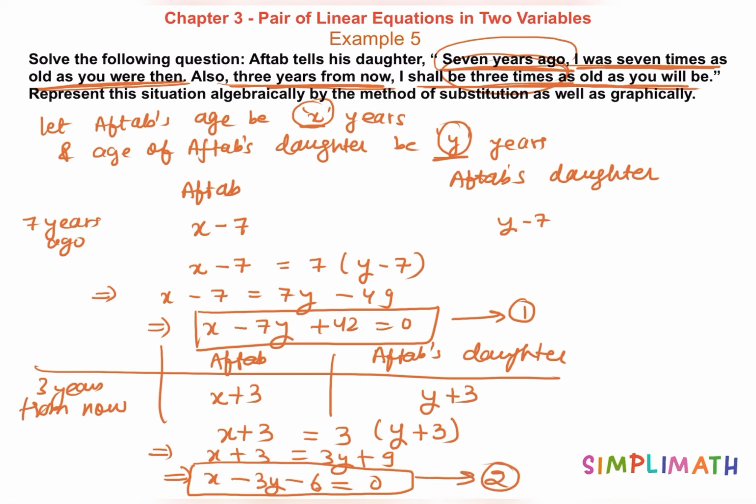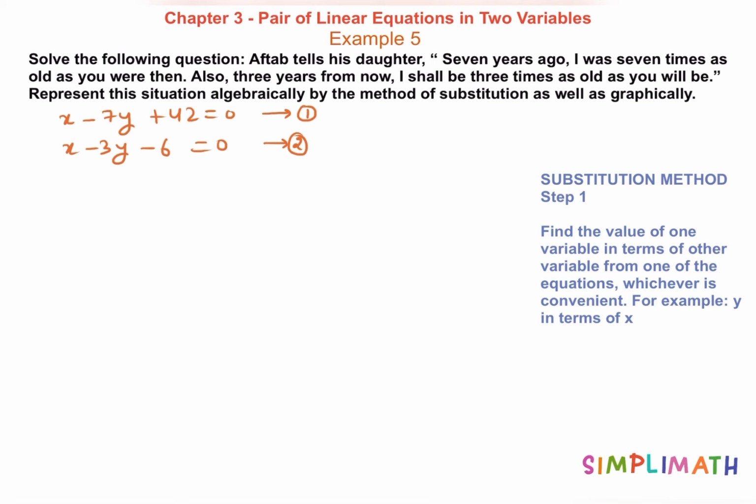Now we have found two equations which we have to solve to find the present age of Aftab and that of his daughter. And we will use both the substitution method and the graphical method to find the answer. Now let us first proceed with the substitution method. Step 1 of the substitution method is to find the value of one variable in terms of another variable from one of the equations, whichever we find convenient, right?